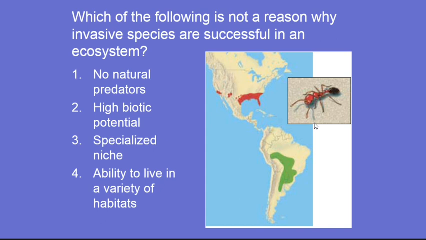They are almost never specialists because they would not be able to compete with specialists in the ecosystem if they were specialists in another ecosystem. But generalists, right, they do pretty well in lots of different places. So the answer to this is specialized niche. That is not something you will find in invasive species.